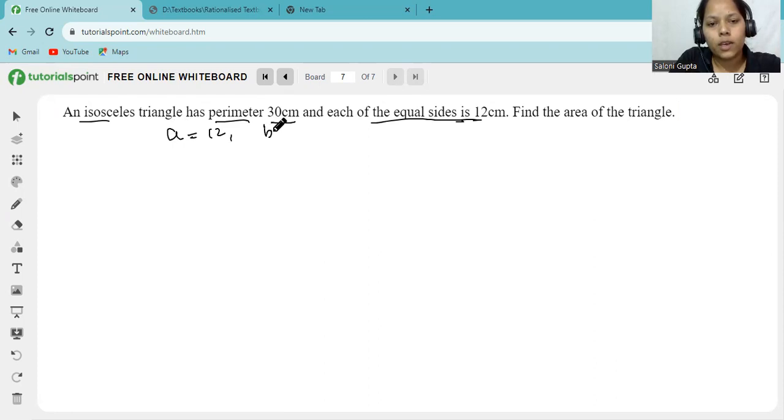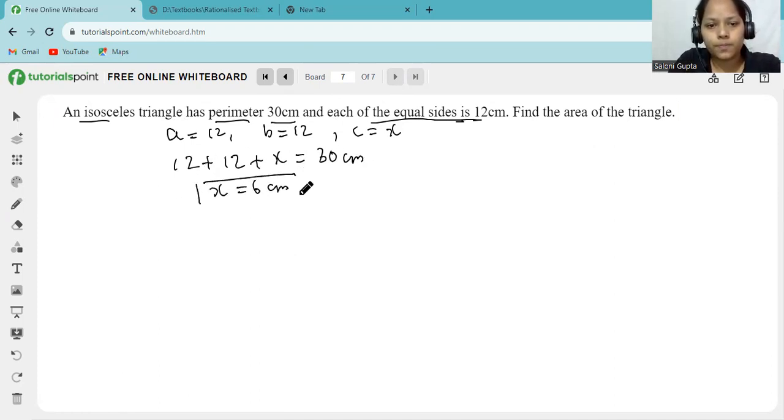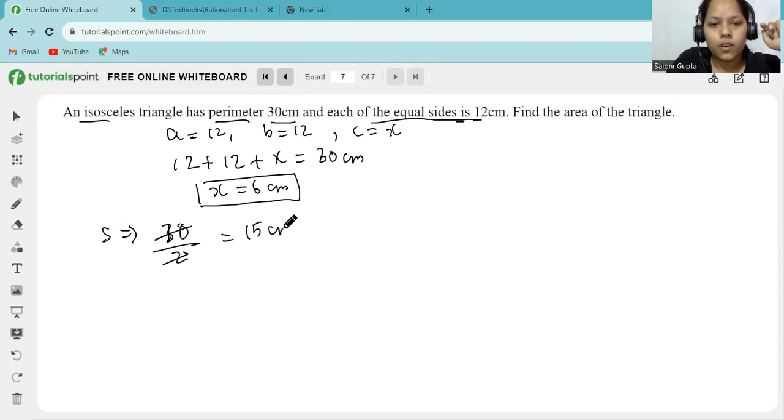Take A as 12, B as 12, and let us take C as x. We know that the sum of all sides is equal to its perimeter, so this equals 30 centimeter. From here you will get the value of x as 6 centimeter. Now I will find out the area. First we have to find the semi perimeter. This s will be 30 divided by 2, just half of the perimeter, so this will be 15.